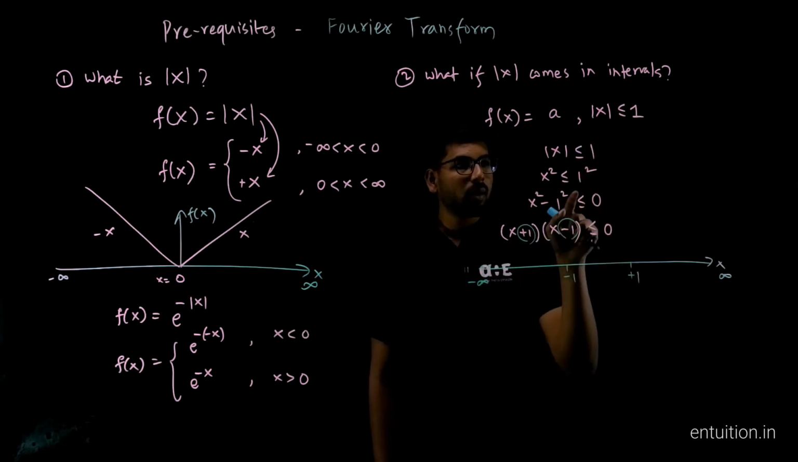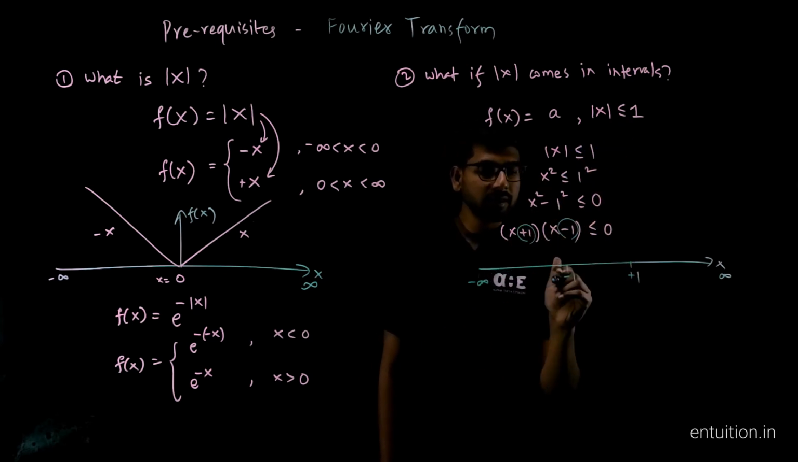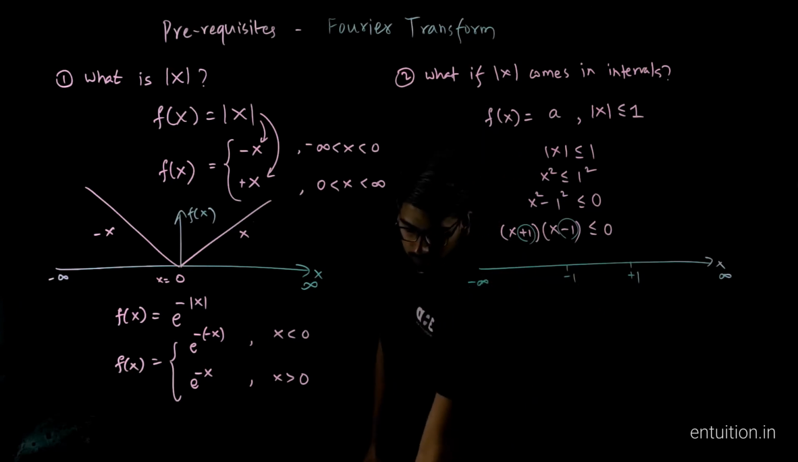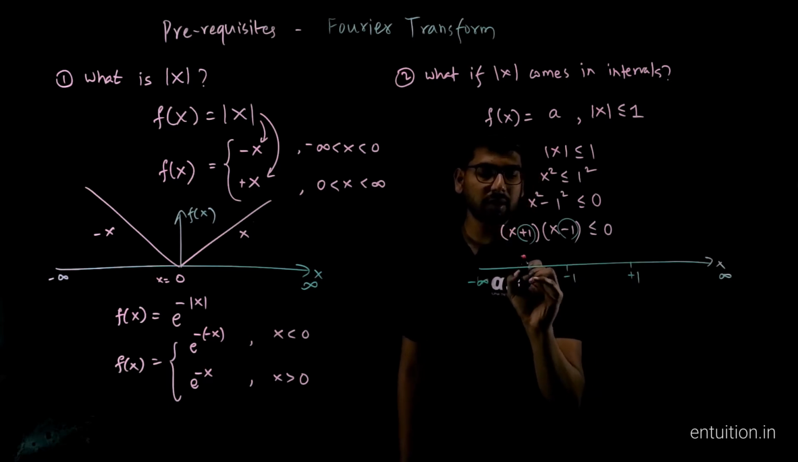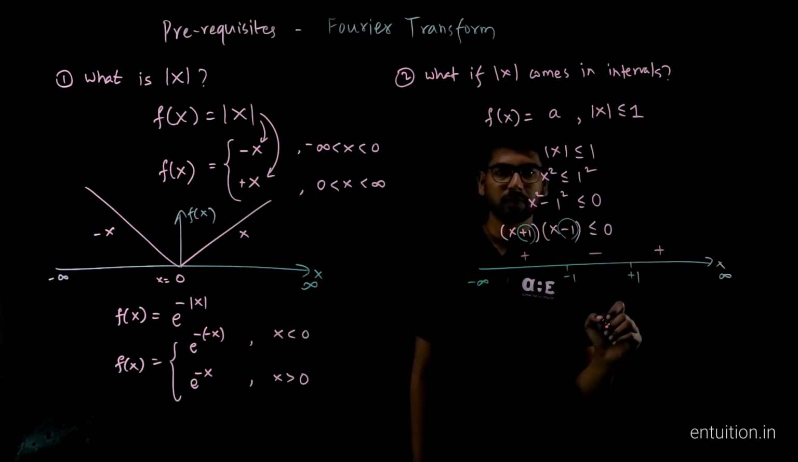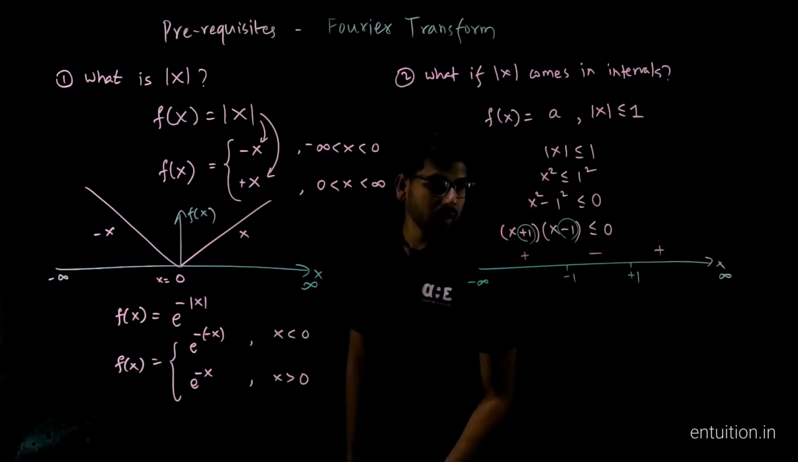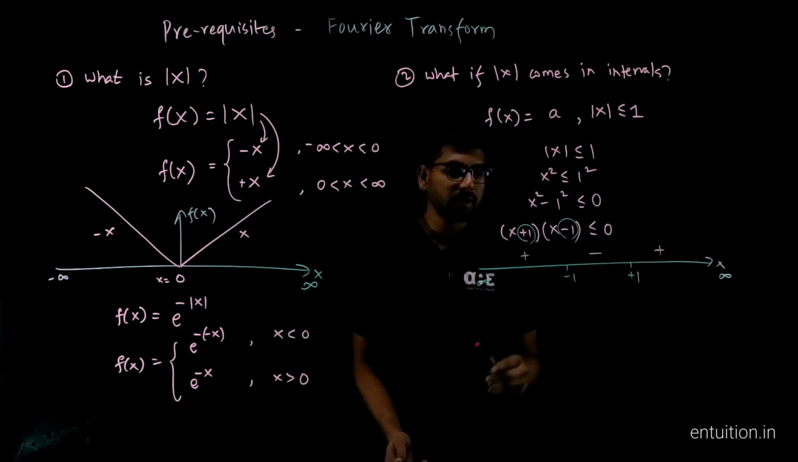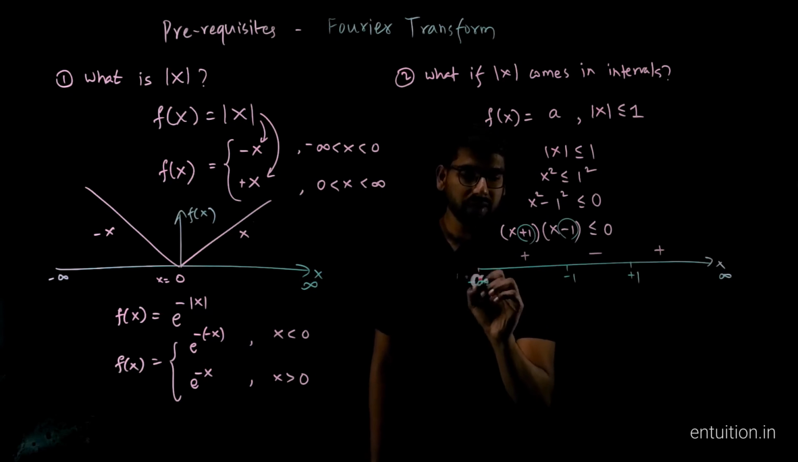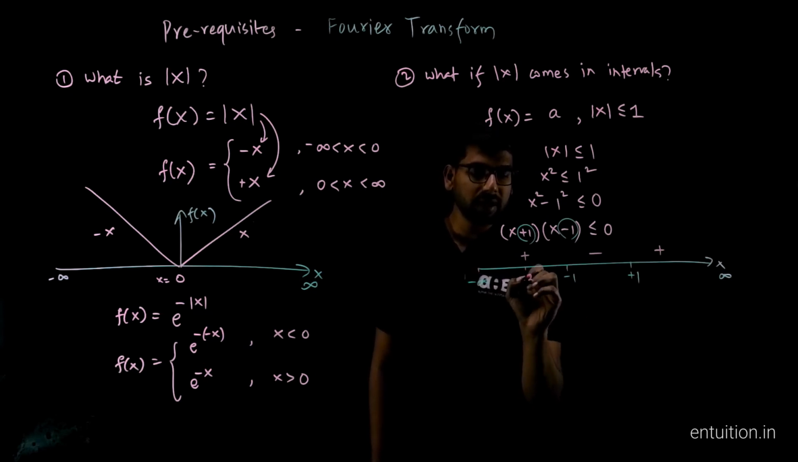So what is mod x less than or equal to 1? Once you write this interval and use these numbers here, you have to write the signs like this: plus, minus, plus. What does this mean? If you take any number in the interval from minus infinity to minus 1, let's say we took minus 2.